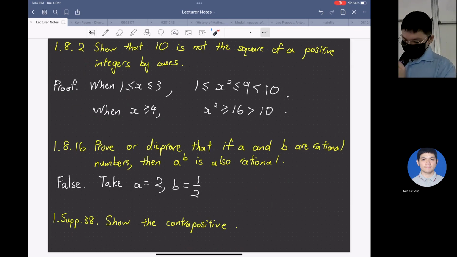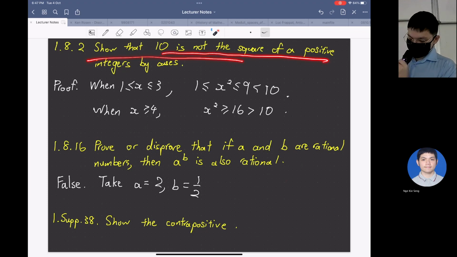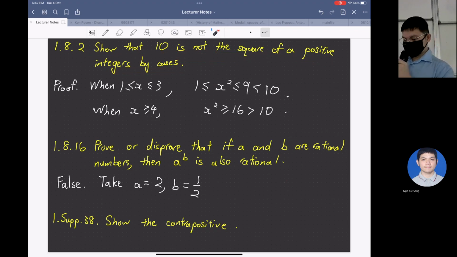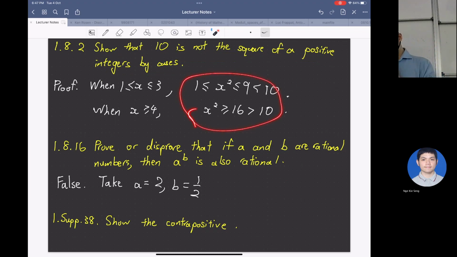This one is to show that 10 is not the square of a positive integer, by cases. I think the book gives you the hint. Basically, the cases will help you split into two cases: one case is where the square is less than 10, and one case is where the square is greater than 10. So you don't need to write every number out.